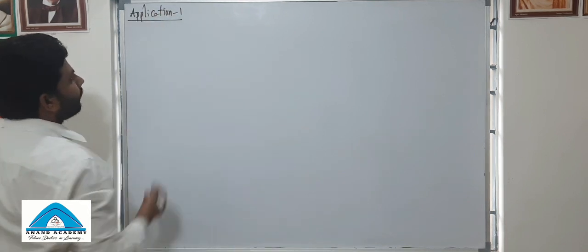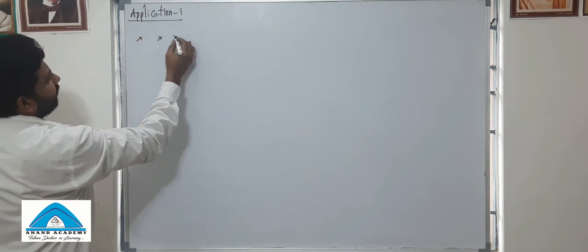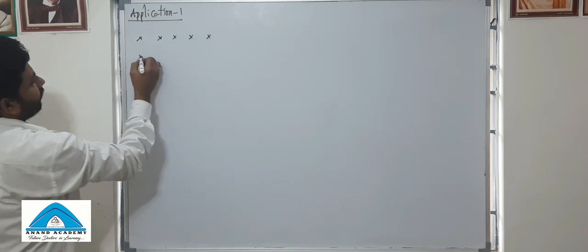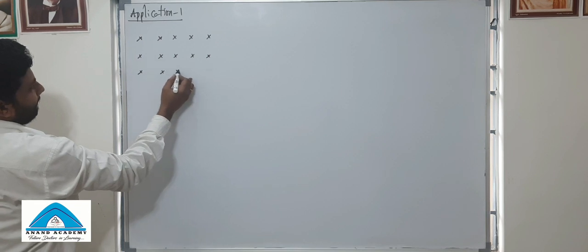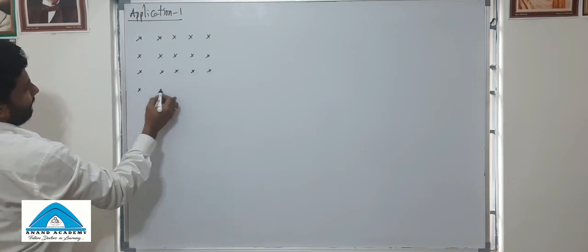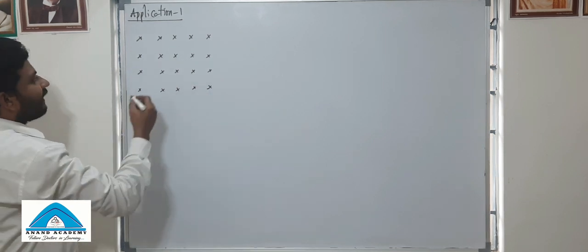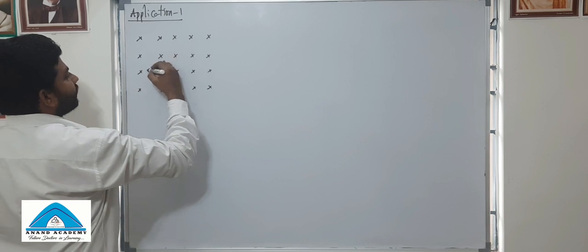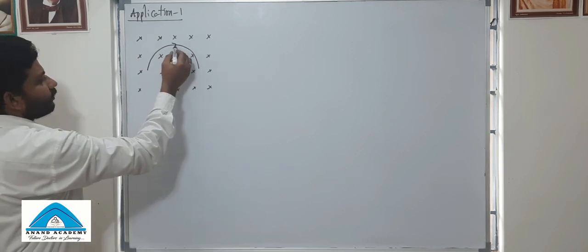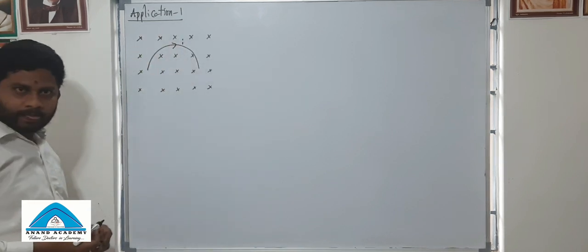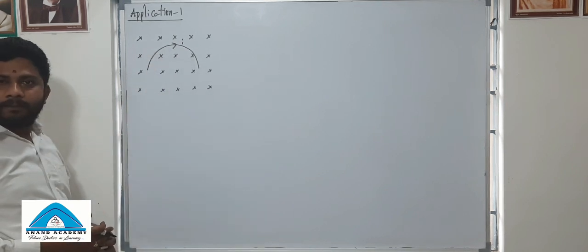Application number 1. First thing, there is a magnetic field where the field lines are into the plane. You can check here. The field lines are moving into the plane. Clear? Here, there is a wire which is a semicircle. See here. The wire is placed which is a semicircle here through which the current is flowing in this direction. You know this is a uniform magnetic field and the current I is flowing through that wire.